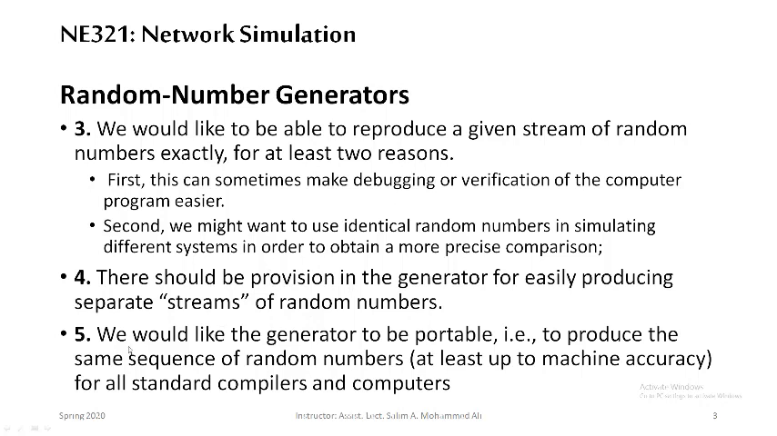We would like the generator to be portable, i.e., to produce the same sequence of random variables, at least to the machine accuracy, for all standard compilers or computers. For example, if 2 students are running the same simulator on 2 different laptops, each laptop has its own specification, they should get the same results, because this does not mean that your generator will be computer specific. Your generator should be portable. If you run your random number generator on this computer, another computer, or your cell phone, they should produce the same sequence of random numbers.